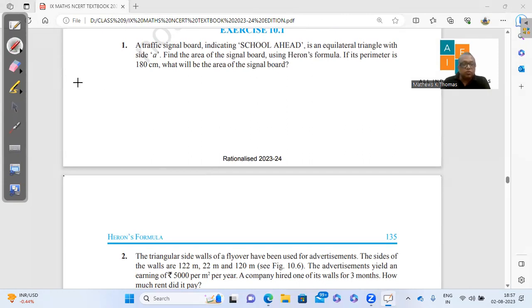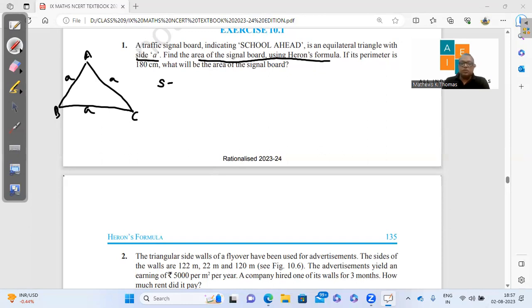So what we need to do is make an equilateral triangle. All the sides are A. It is not ABC. Normally we take ABC, but here it is all sides A. Question is, what is the area of the signal board? And we have to use Heron's formula. Okay, side is A. So first of all, semi-perimeter is add all the three sides and divide by 2. Here the three sides are given by A, so A plus A plus A by 2. So semi-perimeter will be 3A by 2.